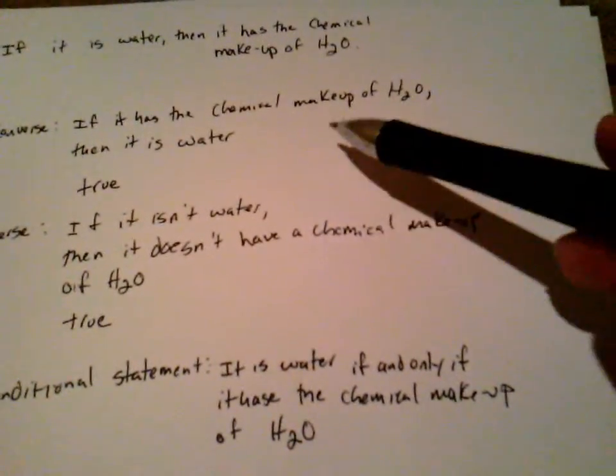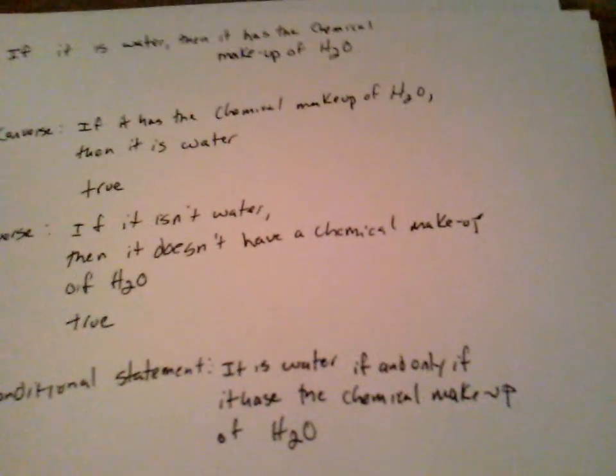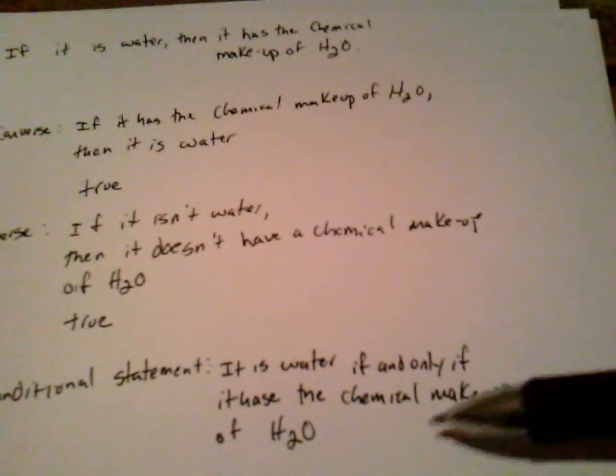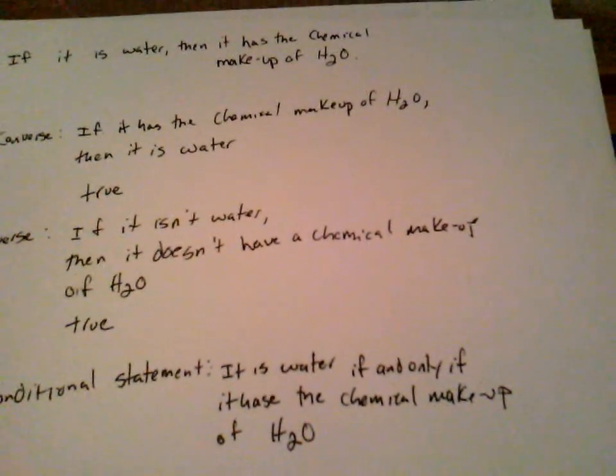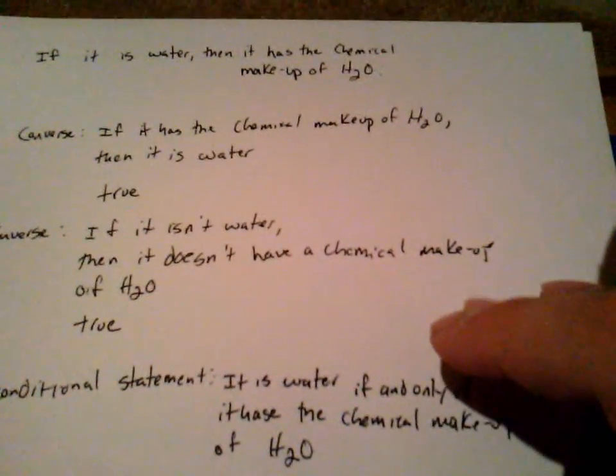And we can only do the biconditional statement if both the converse and inverse are also true. If these were false statements, then we would have just a normal conditional statement, and we couldn't write this biconditional statement. Okay.